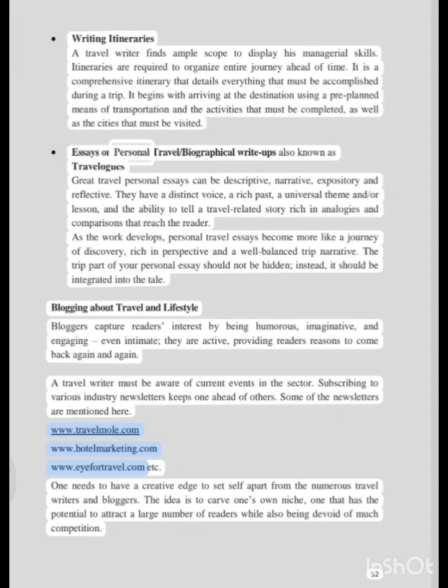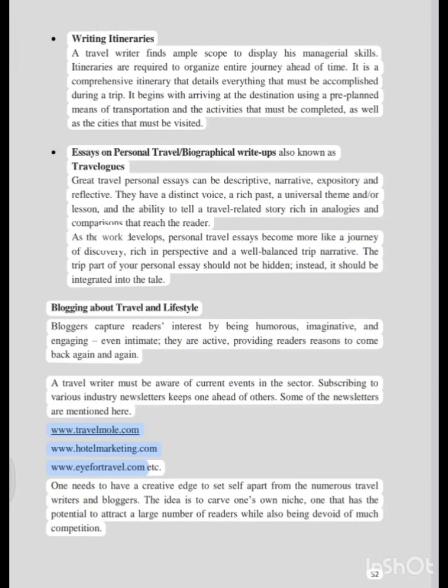Essays on personal travel, biographical write-ups, also known as travelogues. Great travel personal essays can be descriptive, narrative, expository, and reflective. They have a distinct voice, a rich past, a universal theme and/or lesson, and the ability to tell a travel-related story rich in analogies and comparisons that reach the reader.